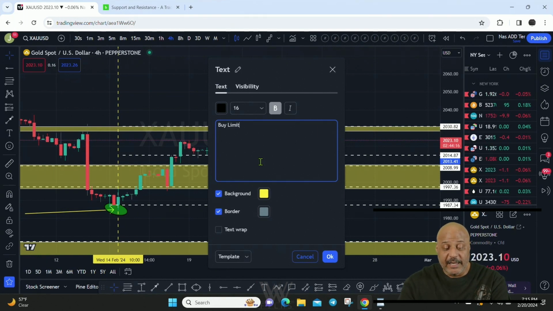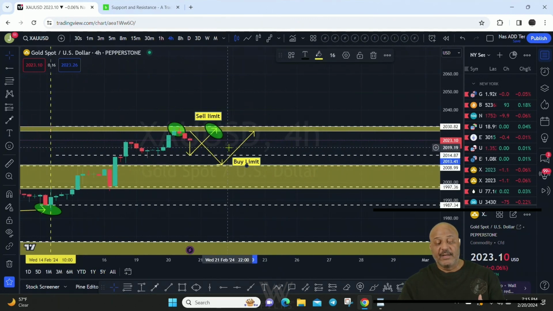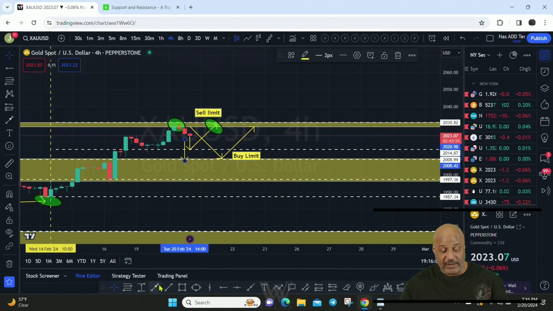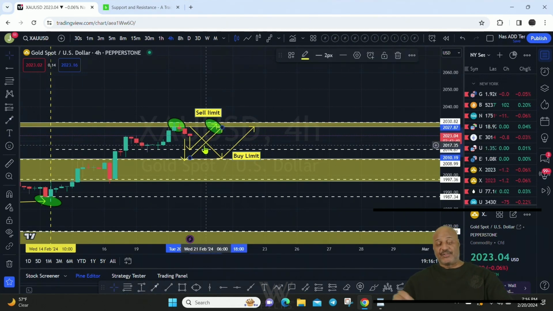Buy limit is based on my analysis saying that I believe that price will come down here and it could reject, or it could continue, right? I have another arrow, it could continue all the way down, and then reject and go that way up here, see? Boom. So it's different paths.